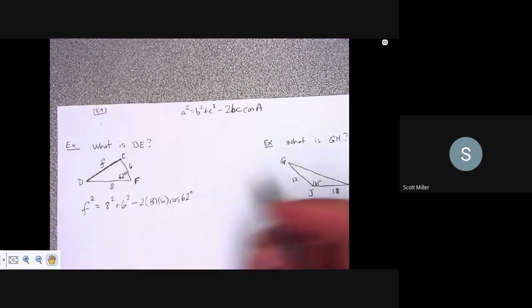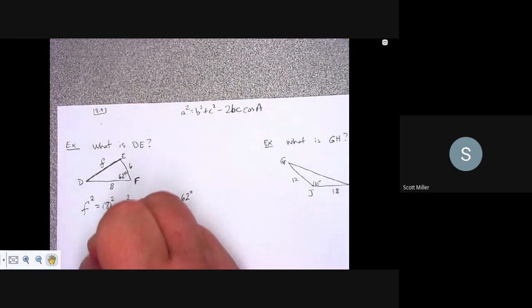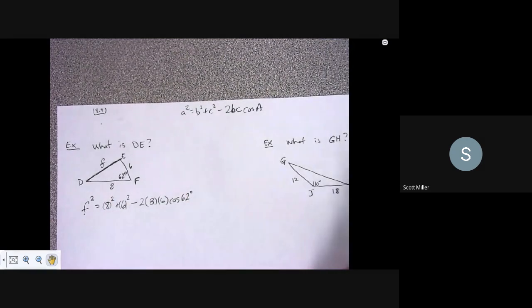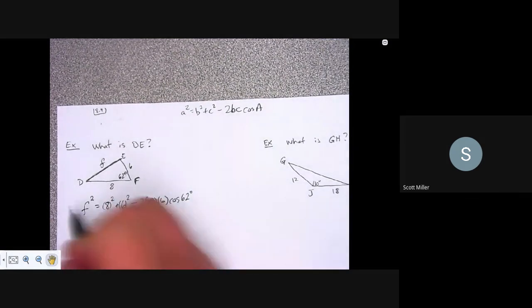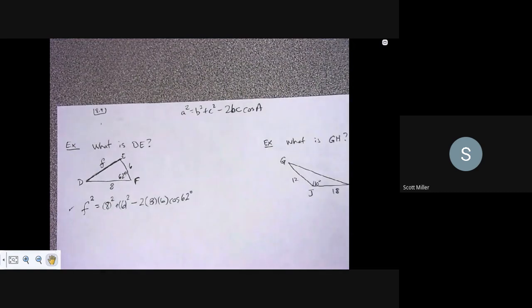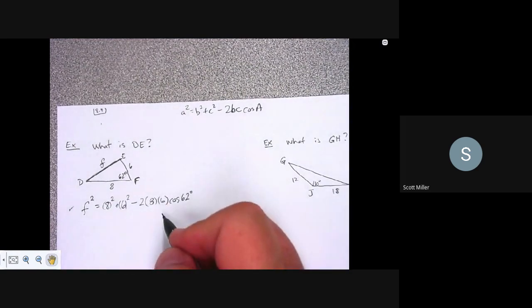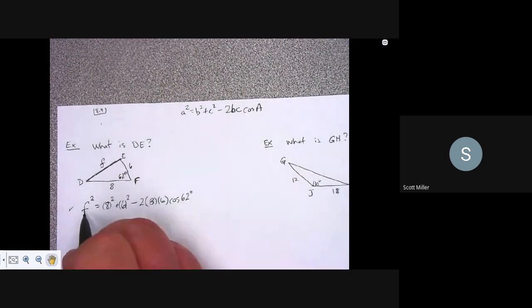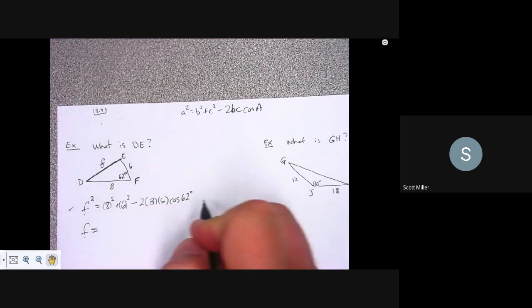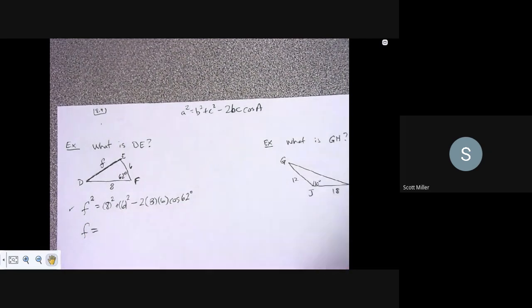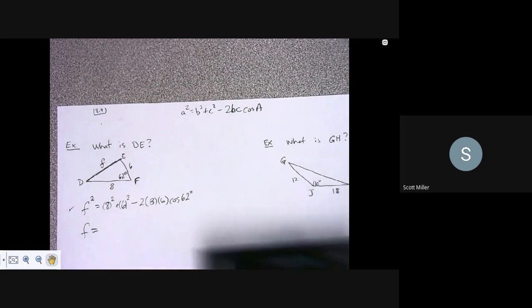So when you're writing this out, this is what I want to see. These angles, these sides can also be in parentheses. That would be kind of nice. So here's what you want to write. You want to definitely make sure you write that step right there. The next part is just you figuring this out. Since this is f squared, f is just the square root of this. And so then you can just use the calculator to figure that out.